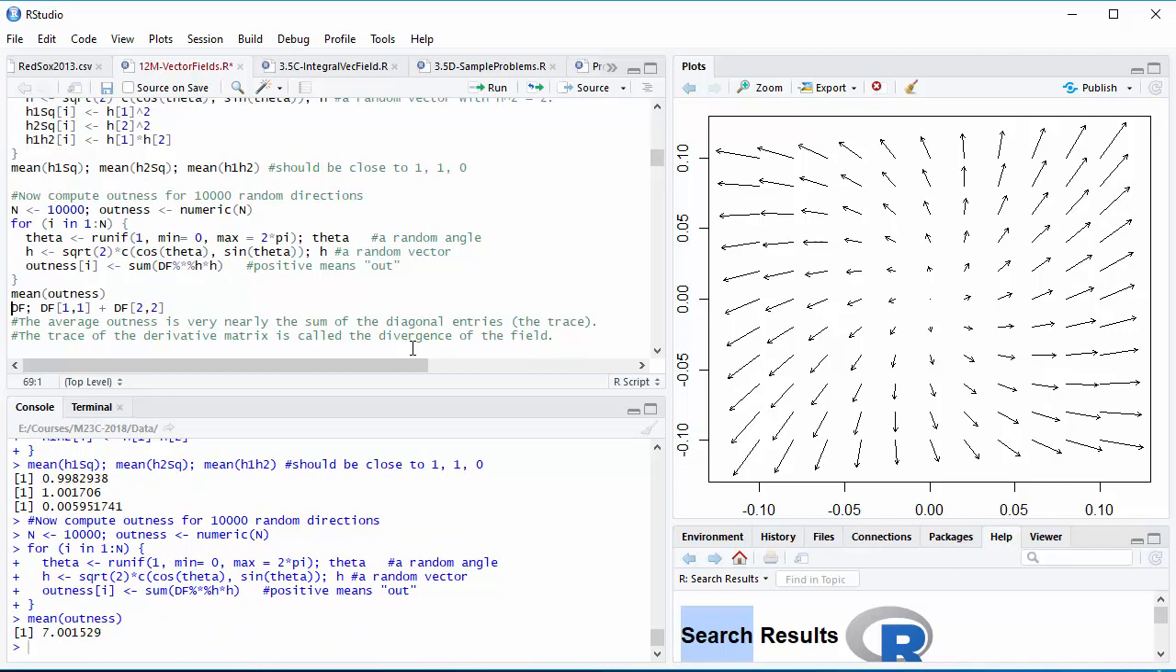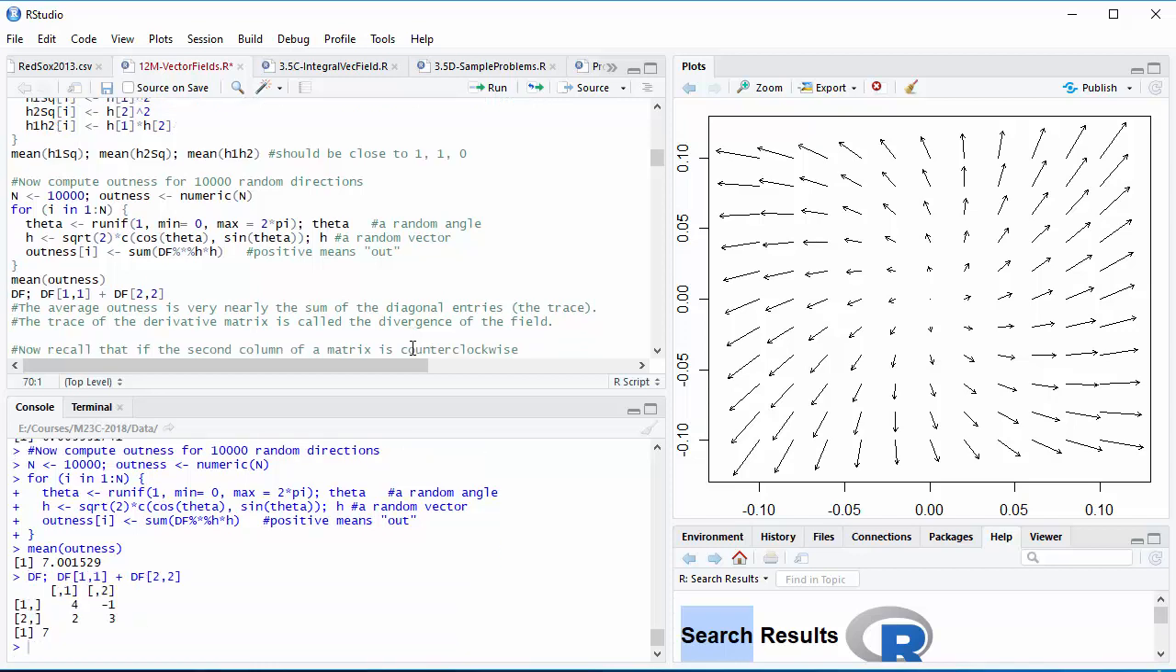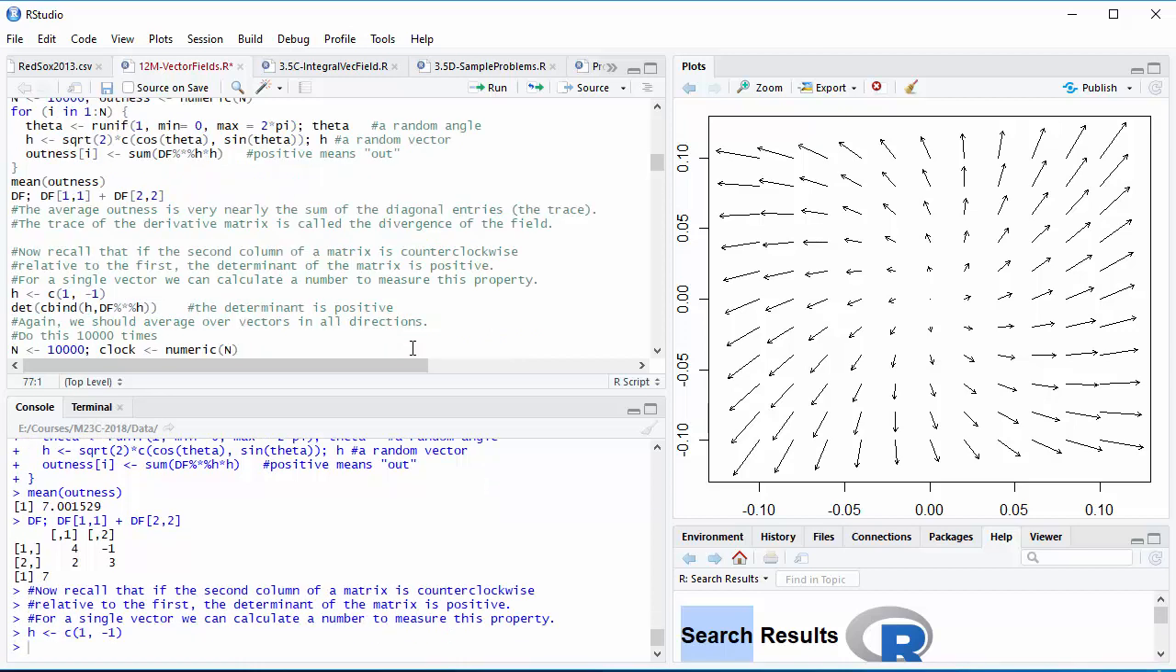And here's the mean outness. It's about 7. And here's the interesting thing. If I look at that Jacobian matrix, the sum of the entries on the diagonal, the trace of the matrix, is 7. This mean outness is called the divergence of the field. Let's work on curl the same way.